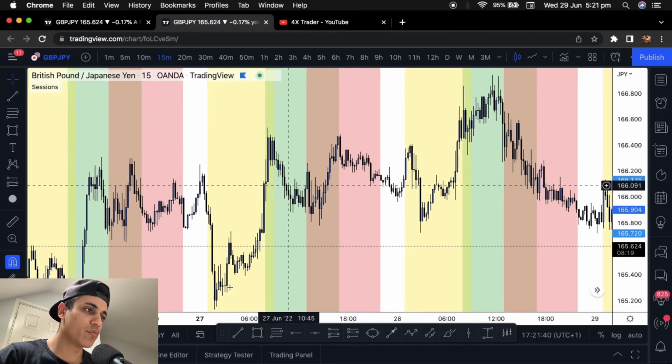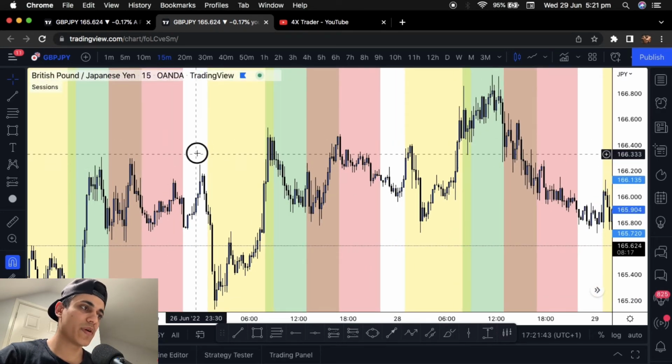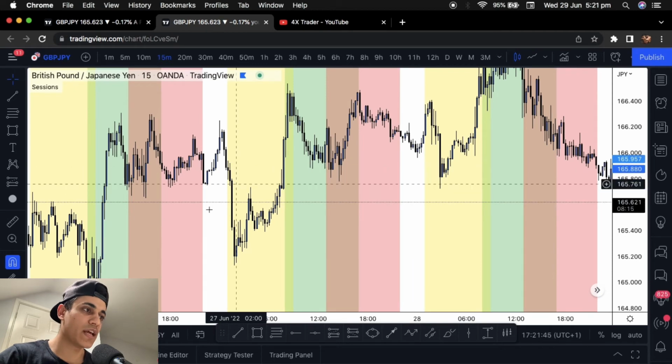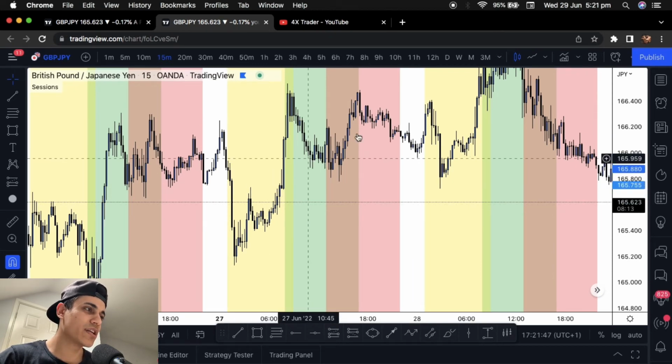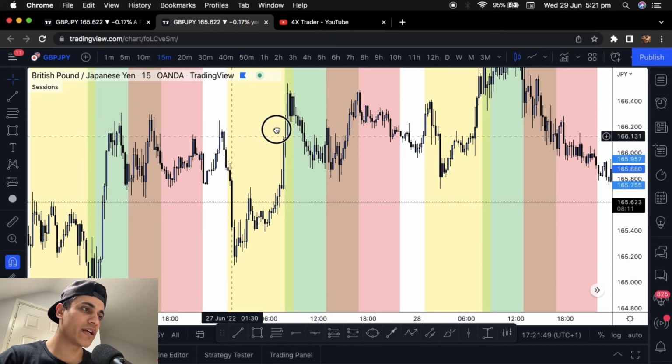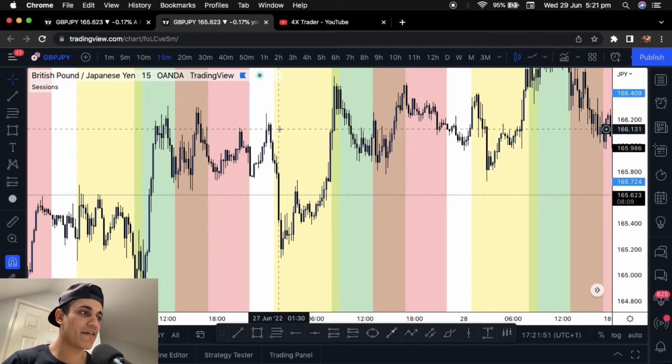Asia moves, boom, over 200 pips movement within Asia session and London session. New York, dead. I don't want to trade it. Cool. Pound yen, I never want to trade in New York, I just want to trade in London and Asia.